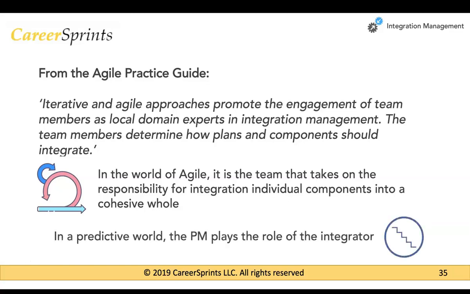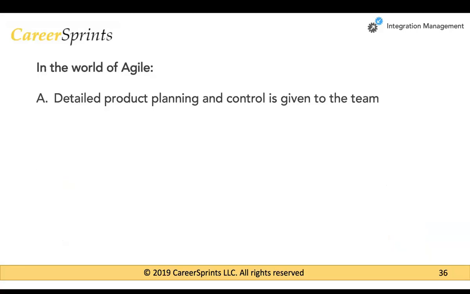On the contrary, in a predictive world, it is the project manager who takes on the role of an integrator. And this could mean that the project manager is responsible for product component integration. But let's see how things change for the project manager and for integration in the world of Agile. In the world of Agile, the detailed product planning and control is given to the team. And the team also looks at integrating the components of the product at their level.